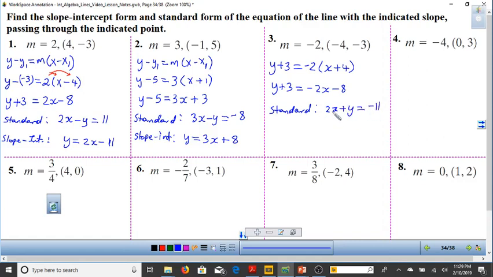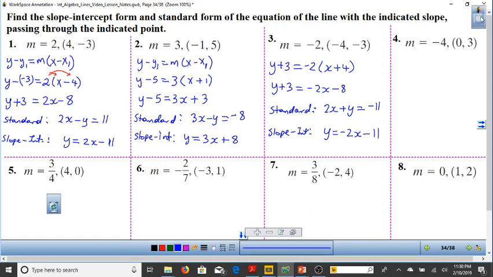If you notice, we prefer to have a positive x in standard form. We prefer to have the x being a positive number, and the coefficients of x and y will want to be integers. So we end up with the slope-intercept form, which will just be solving for y. y is equal to negative 2x. Now we subtract 3 from both sides, minus 11.